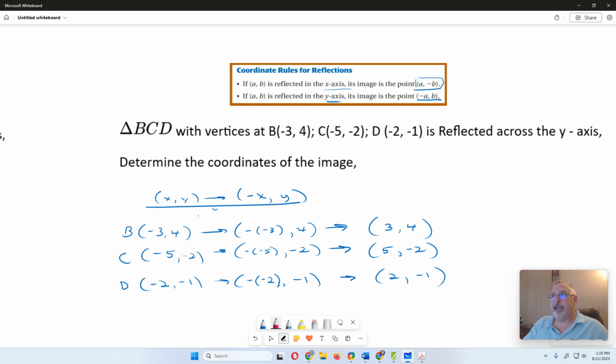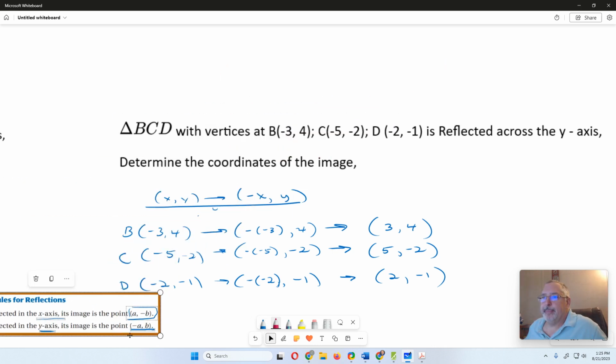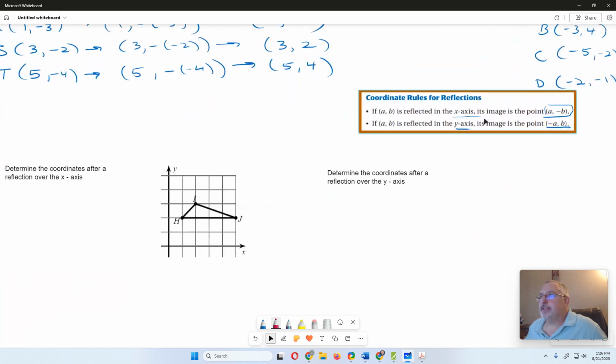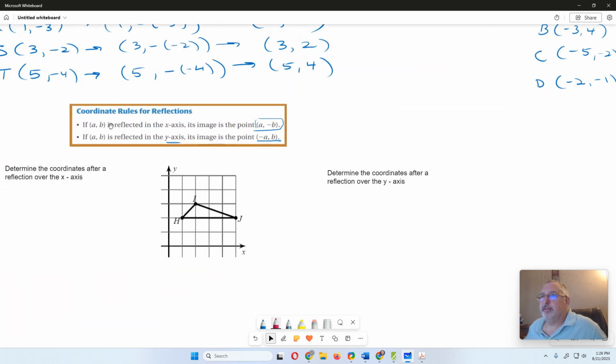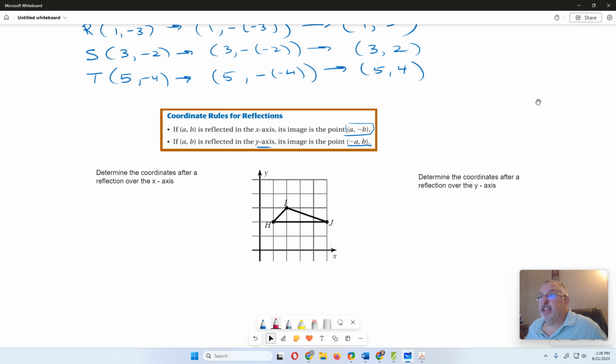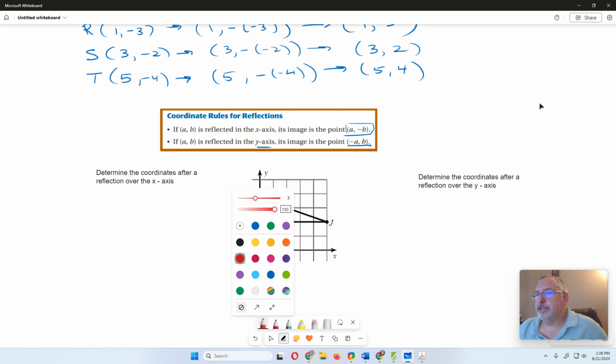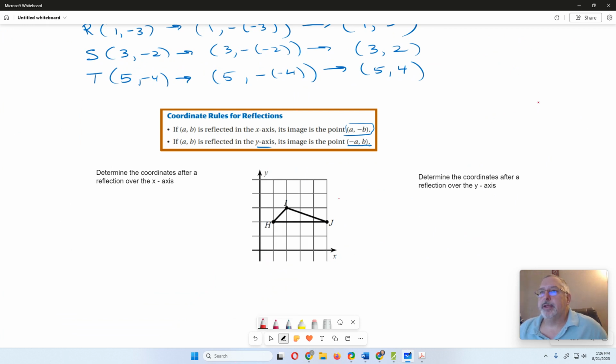So that's reflections over the x and y axis when you're given the points. You'll also have a situation like this where you are given an image and then you're asked to find the coordinates after the reflection. So determine the coordinates after a reflection over the x-axis. First thing we've got to know is what the coordinates are, so we're going to write those down first.